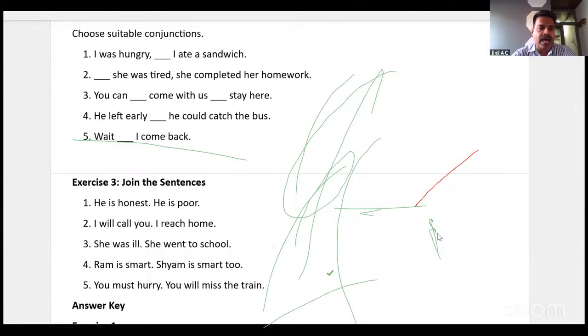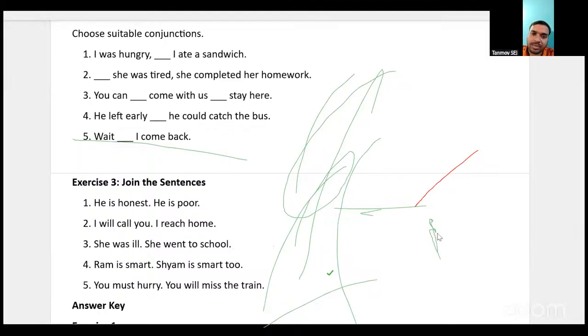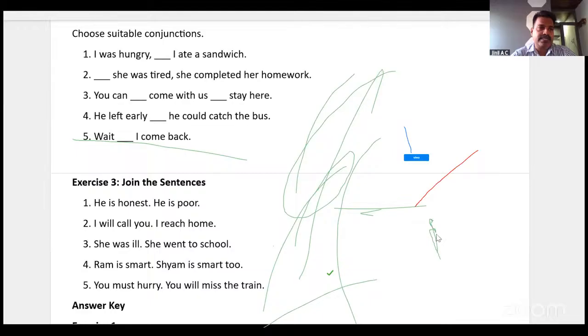Otherwise, you can say I will call you once I reach home. As soon as I reach home. Once I reach home. These are all possible, not just one conjunction. In the same pair of sentences, you can use different conjunctions in different ways.